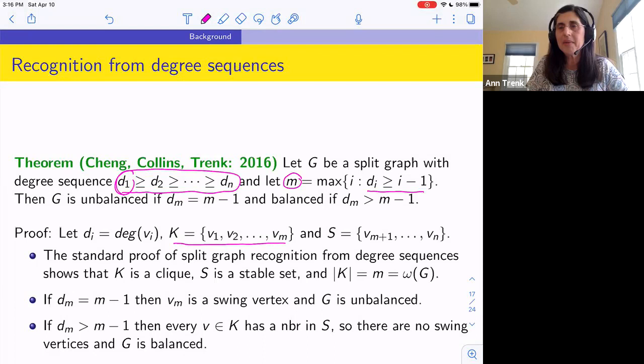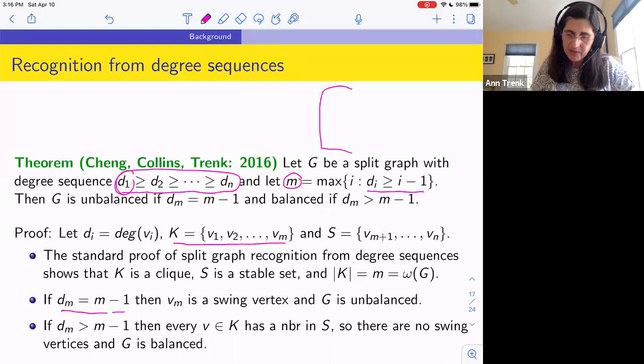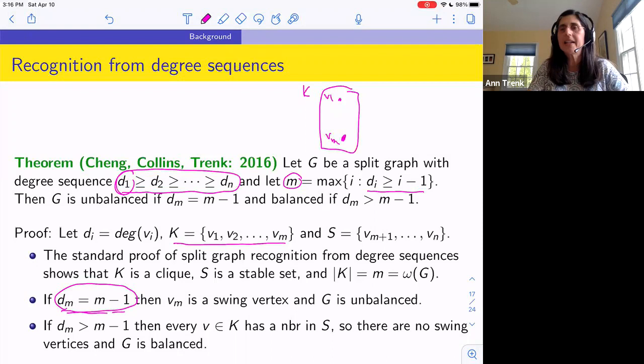Okay, so I'll say another minute more about this. This is part of the standard proof of split graph recognition from degree sequences. If this d_m is equal to m minus one, here's my clique part, here's my K, it starts with v1 and goes all the way through vm. If the degree of vertex m is m minus one, that means all of its neighbors are within the clique, because it already has m minus one neighbors within the clique, which means it can't have any neighbors in the stable set part, which means it could be swung over into the stable set. It forms a stable set if it's brought over to S.